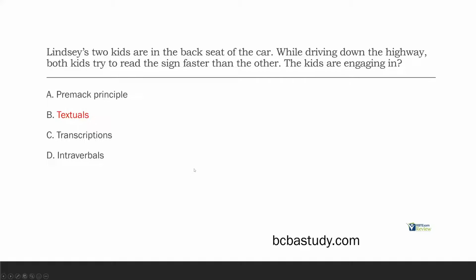Now, if you know what a textual is, pretty straightforward, but you can go deeper, and you should with practice, and break down each term in your head. What is it? Why is it wrong? Or why is it right? The more you do that, the more fluent you'll get, and the more fluent you get, the better you get at the exam.